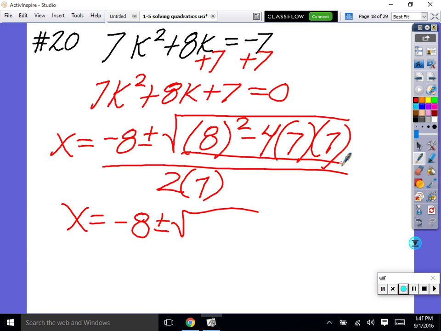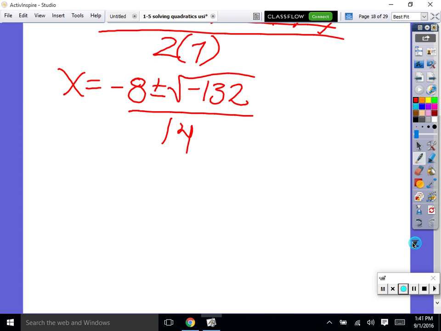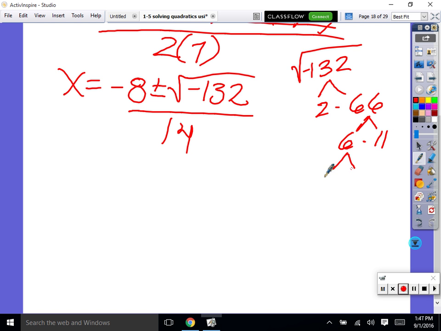If you do correctly, you should get negative 132, all over 14. This is always where you go off to the side and you personally are going to algebraically simplify what's underneath the radical. So 132 breaks down into 2 times 66. 66 breaks down into 6 times 11. And 2 times 3. Careful here.